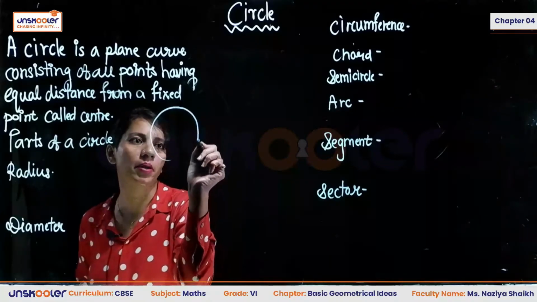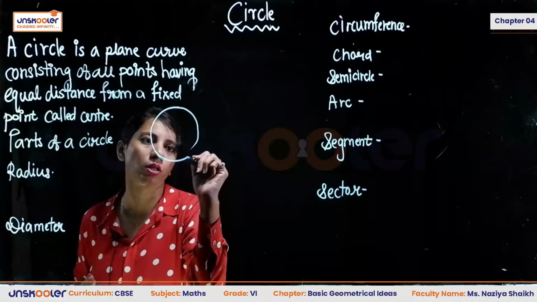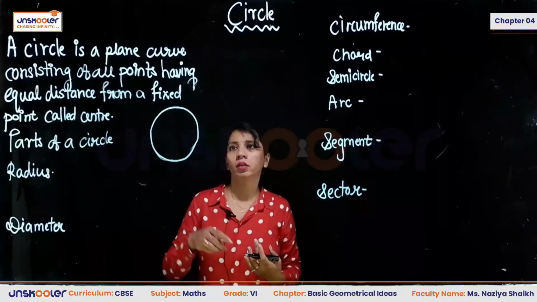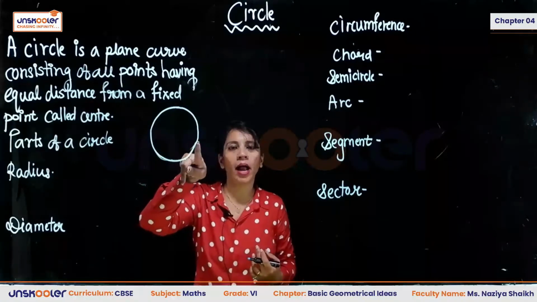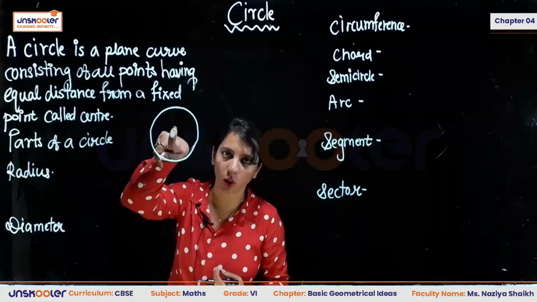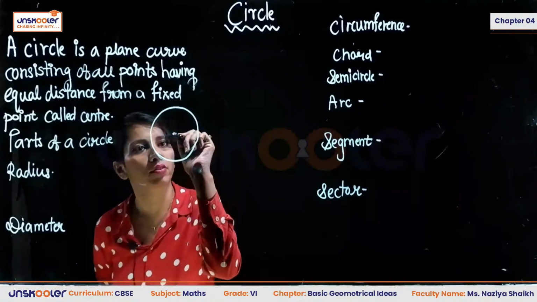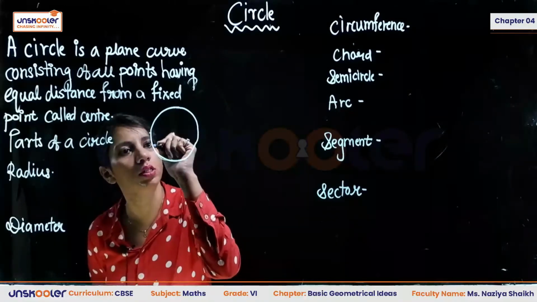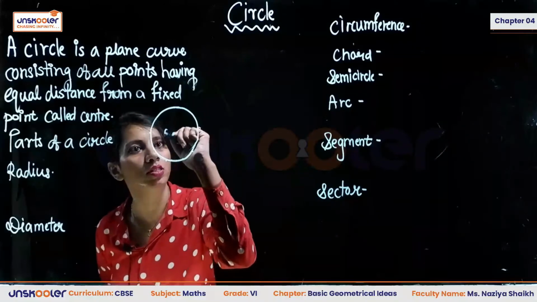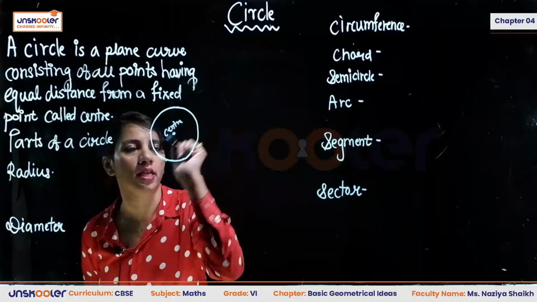And this plane curve is made up of points. You all know that all the shapes, all the figures are made up of points. Here, the points on the circle are at equal distance from the fixed point. That fixed point is called as center. So I am drawing here a fixed point and all the points on the circle are at equal distance from this fixed point. So this fixed point is called as center.